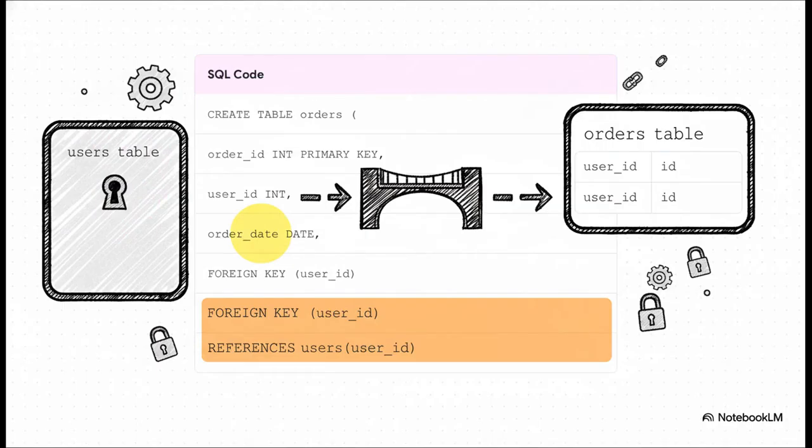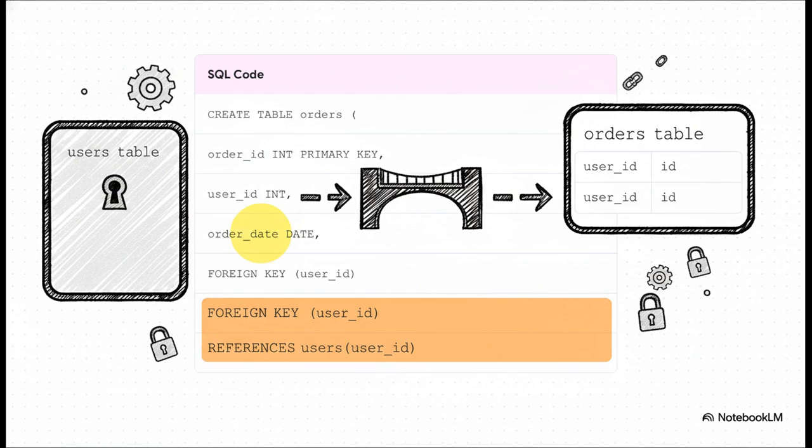So here's the first method. As we create the orders table, you can see we've added a column for user ID. But the real magic happens in that line at the very bottom. We are explicitly telling the database that the user ID column in this table is a foreign key, and that it references the user ID column in the users table.